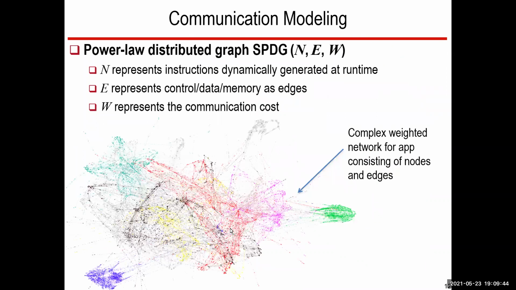We first construct the power law distributed graph, which is abbreviated as PDG. N represents instructions dynamically generated at runtime. E represents the control, data, and memory dependencies as edges. W represents the communication cost.